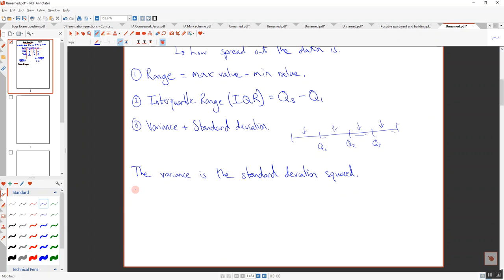Now what is the standard deviation? The distance. I think it's just how far away something is from the average, or from the mean.